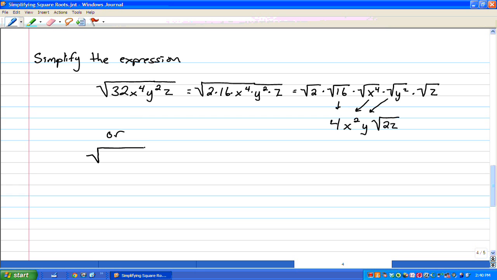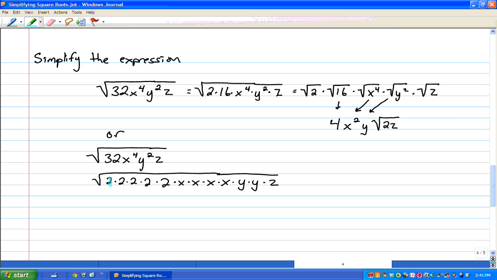So if you take this, some students really prefer this method. I really don't care which one you prefer. And you write the prime factorization. It's going to be long. 32 is going to be 2 times 2 times 2 times 2 times 2. Then you have times x times x times x times x times y times z.